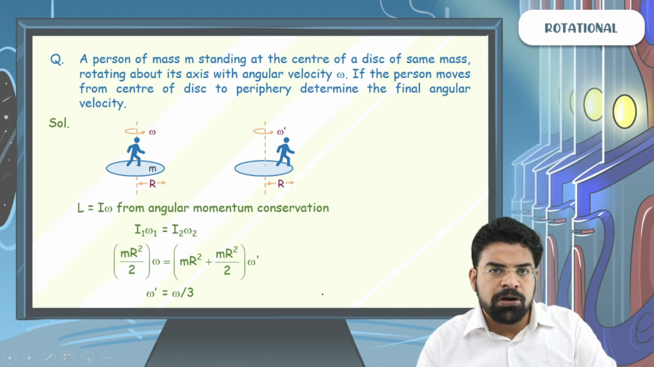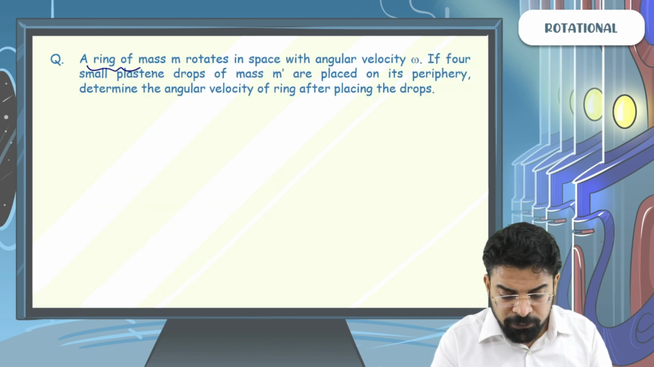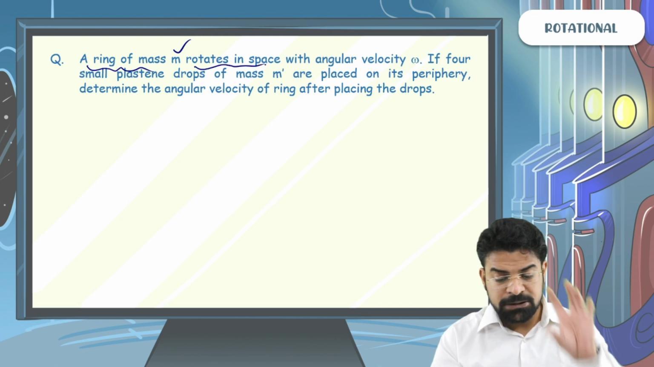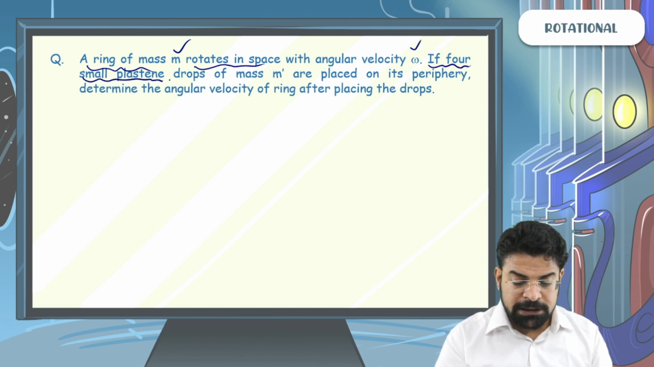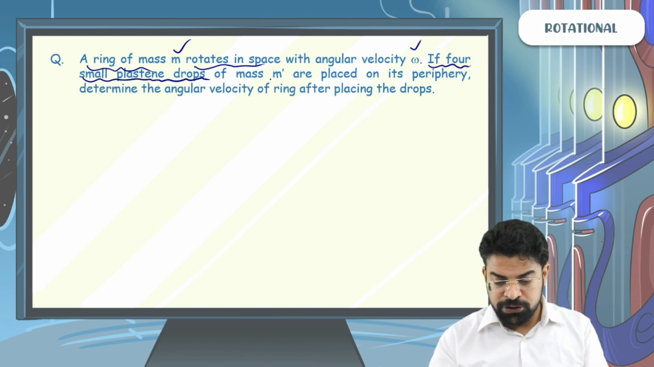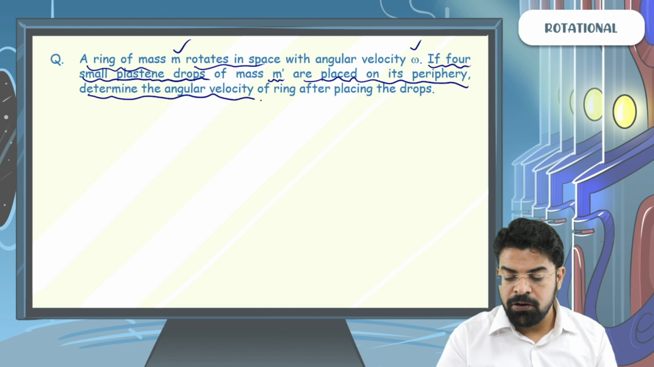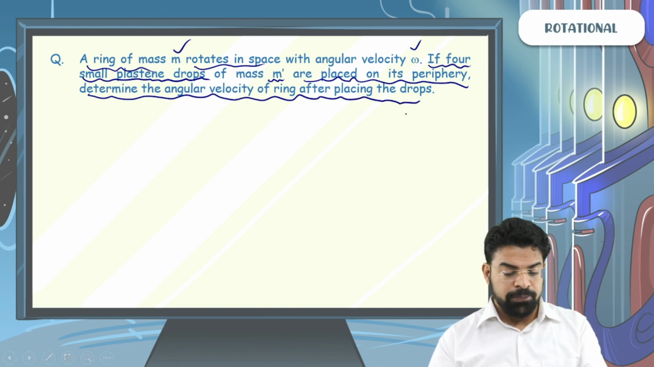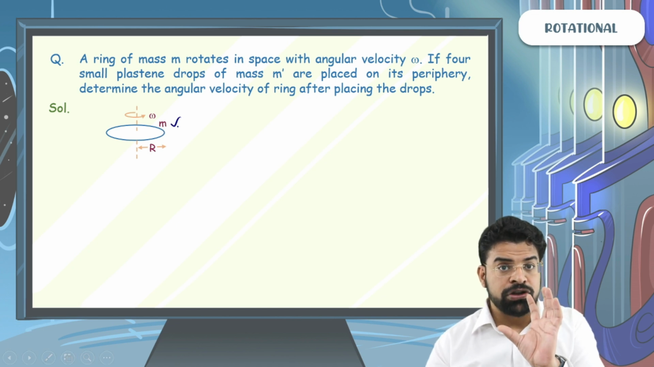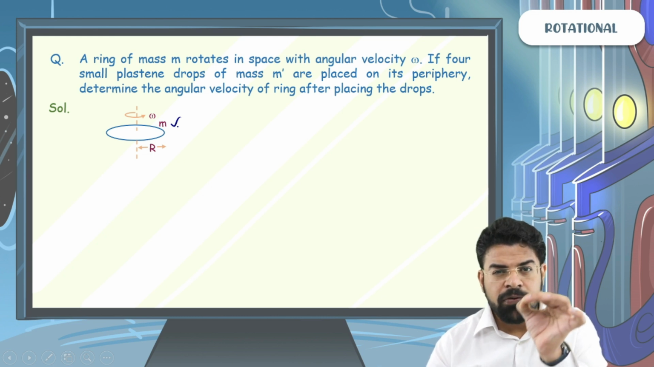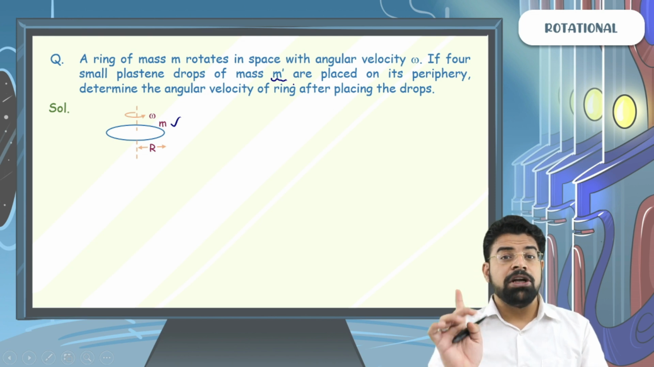Let's practice more questions on angular momentum conservation. So the question goes like this. A ring of mass m rotates in space with an angular velocity omega. If four small plasticine drops of mass m dash each are placed on its periphery, determine the angular velocity of the ring after placing the drops. So first visualize that there is a ring of mass m and radius r rotating with an angular velocity omega. Now on this ring we have placed four small plasticine drops, each of mass m dash, and we have to tell what will be the new angular velocity.